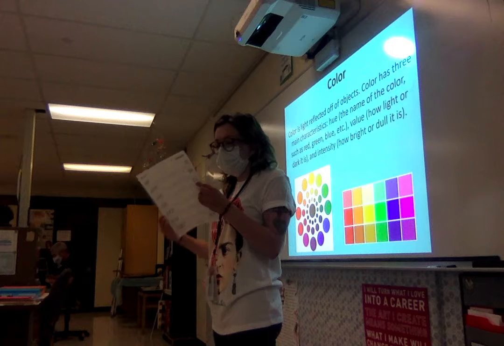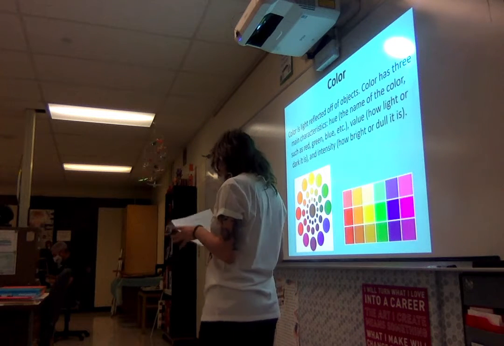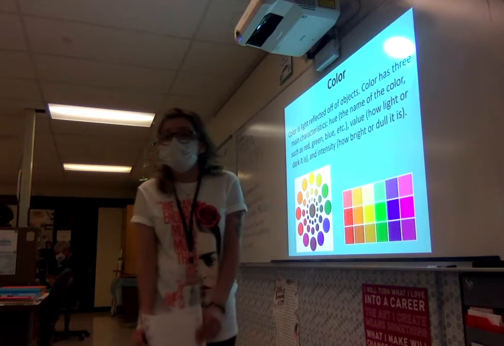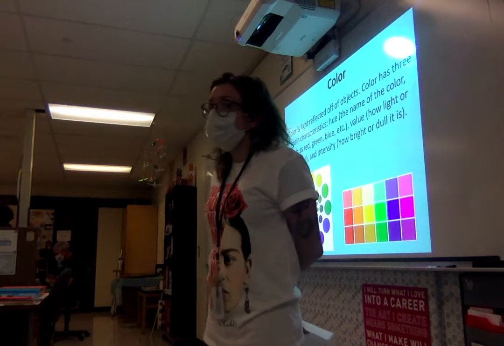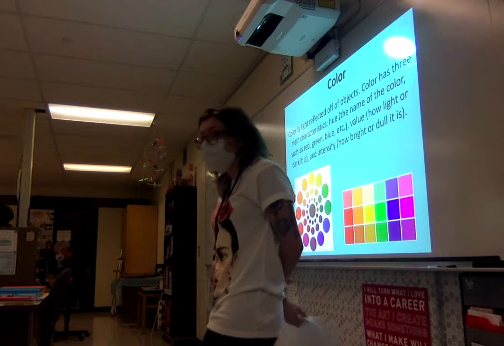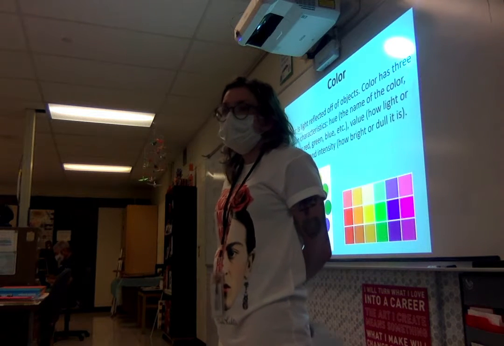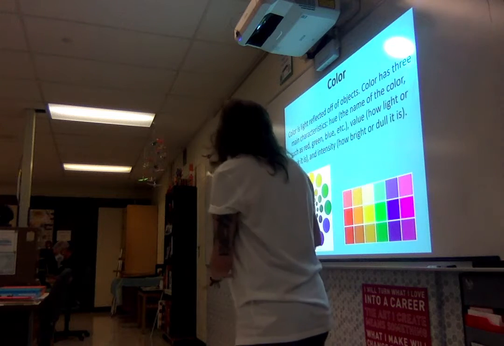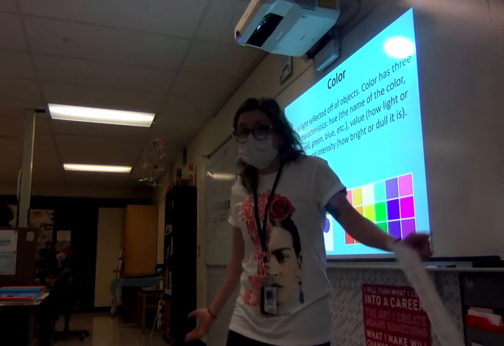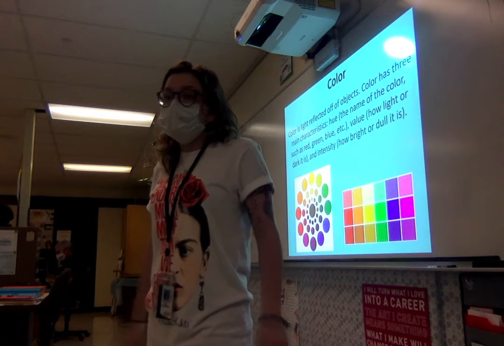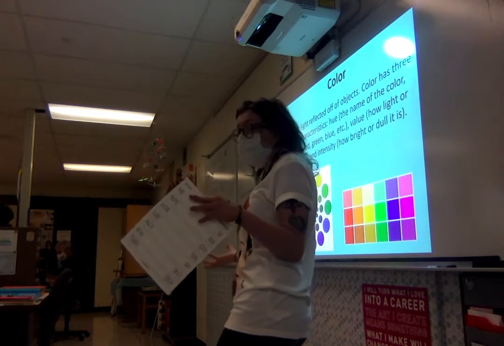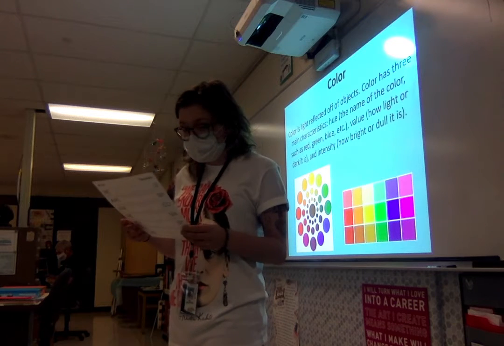And then this next one, color. We're going to be on this slide for a little bit. So it says color is light reflected off of objects. It has three main characteristics. There is a hue, which is the name of the color. It's like red, blue, green, yellow. There is the value, how light or dark it is. So you can have light green, dark green, true green. And then you have its intensity. So whether it's super bold or it's really muted or it's pastel, that would be the intensity of colors.